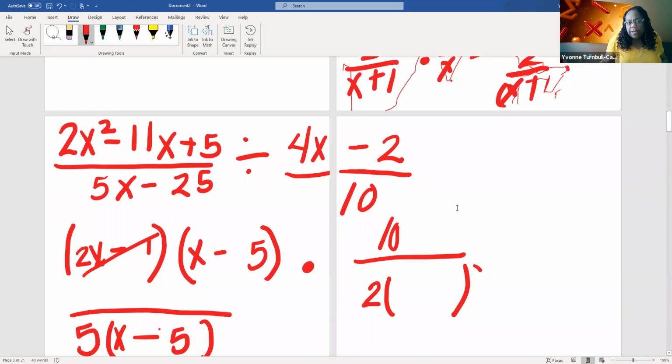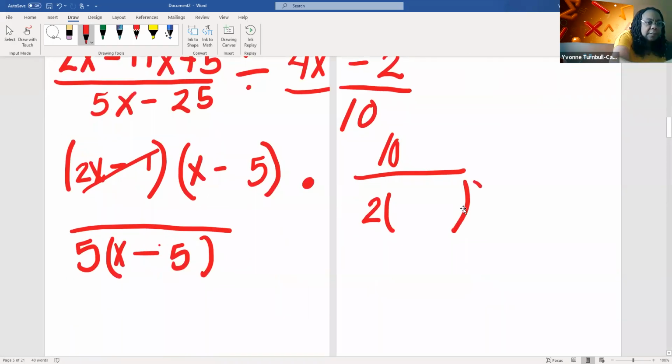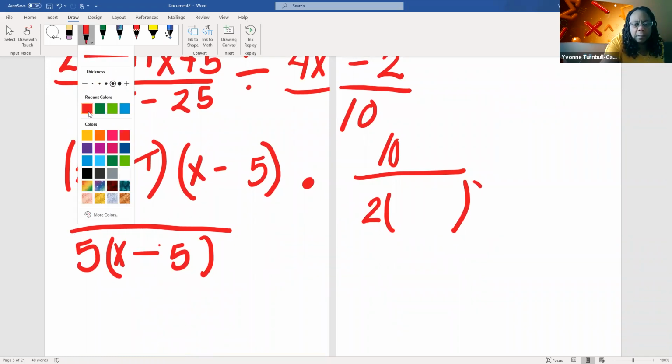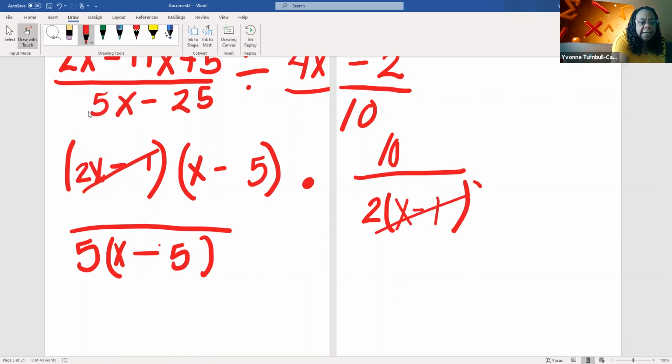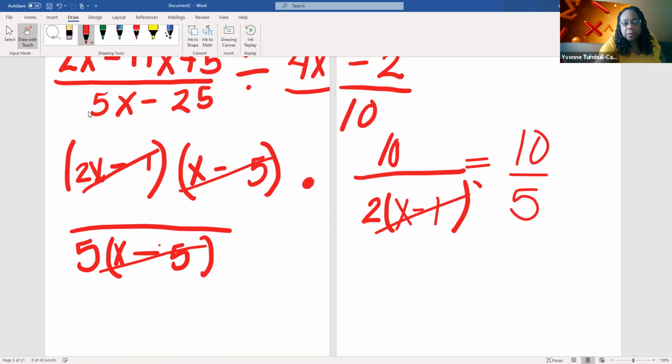So the x minus 1s are going to cancel. This x minus 5 is going to cancel that x minus 5. In my numerator, I have 10 remaining. In my denominator, I have a 5 and a 2 and a 2.